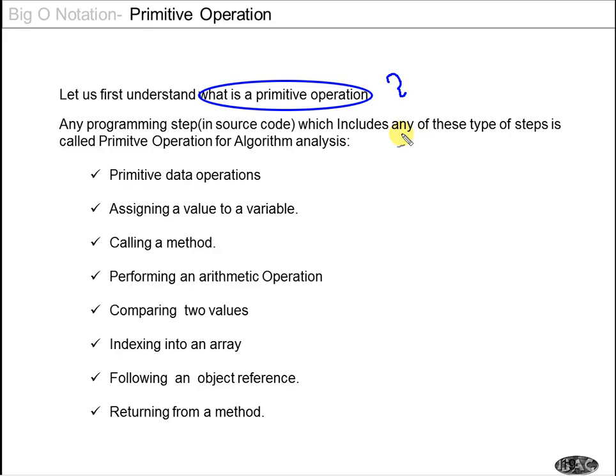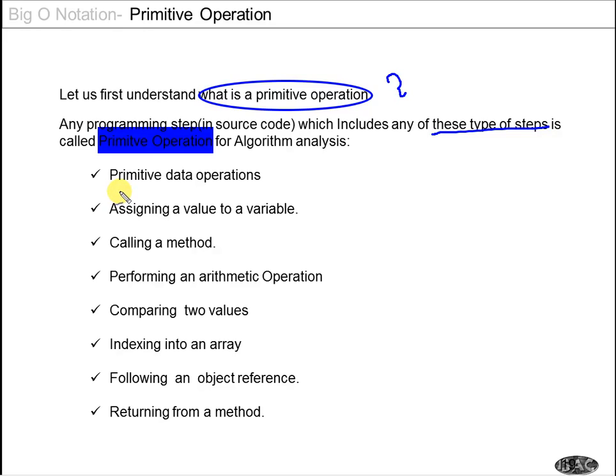Primitive operation means any programming step in your source code of Java, C, .NET, whatever language you are writing, does not matter, which includes any of these types of steps. These types of steps are called primitive operations. So what are those steps?